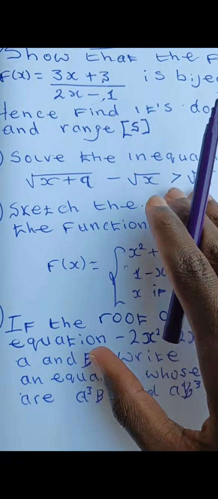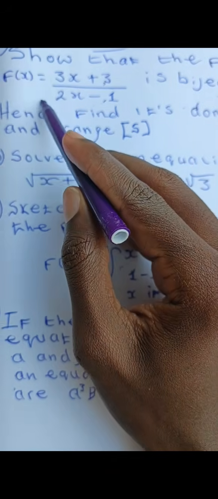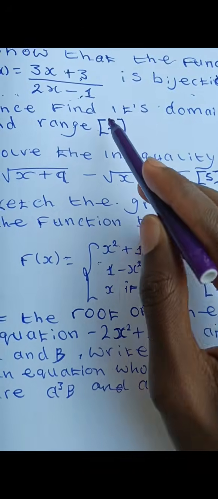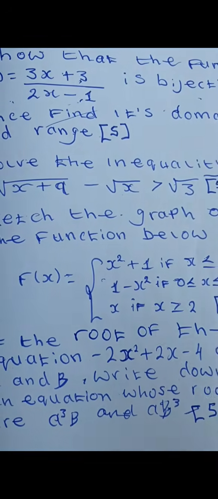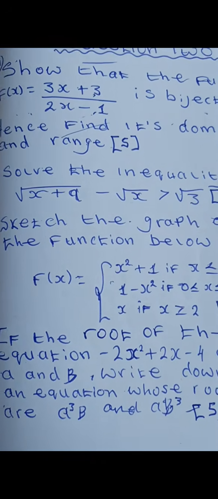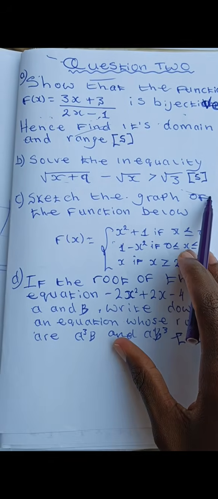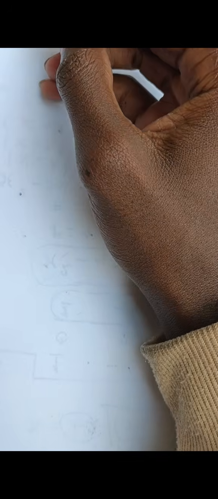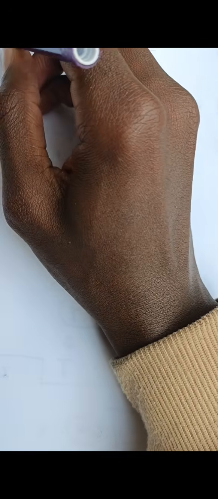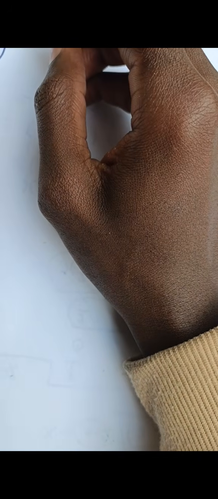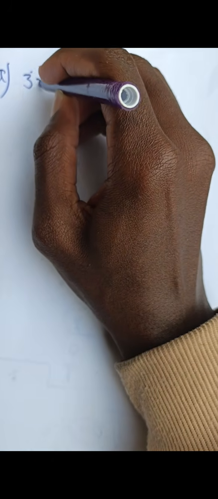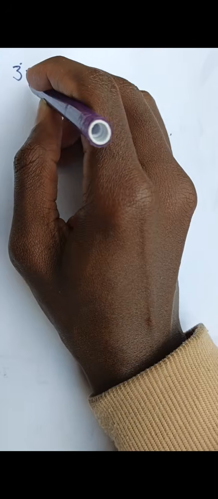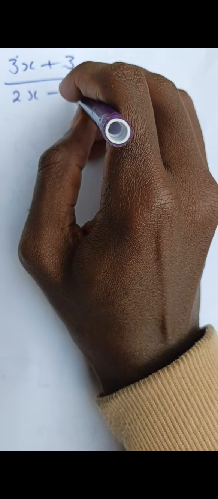So this is another tricky question whereby if you are maybe rushing, you forget to find the domain and range. So let's first show that it is bijective. The whole question had 5 marks. All right, so let's proceed. For question 2a, let me write what we've been given: 3x plus 3 over 2x minus 1.